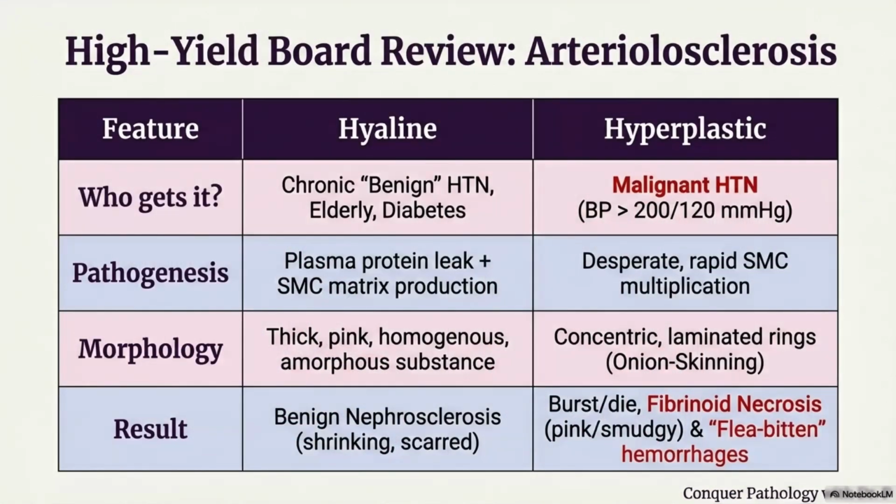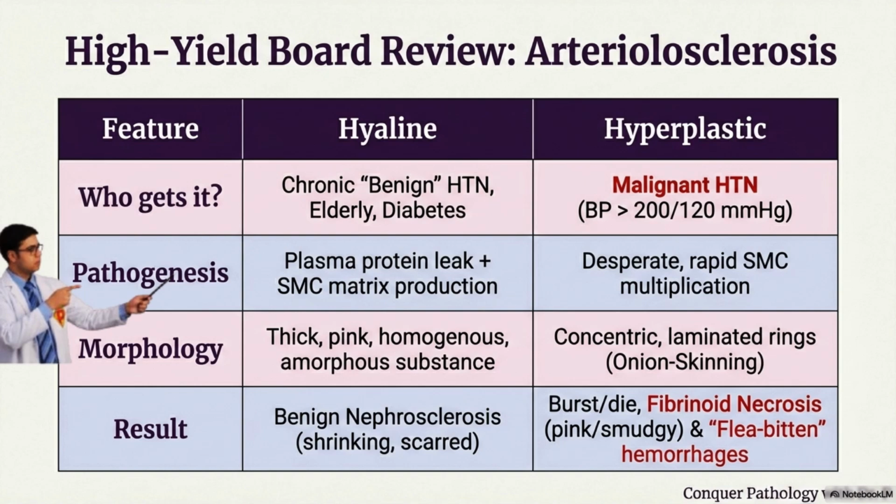To wrap this all up, I have built you a high-yield review table for arteriolosclerosis. Let's review it line by line. Who gets it? Hyaline is seen in chronic benign hypertension, the elderly, and diabetes. And hyperplastic is seen in malignant hypertension with a blood pressure over 200 by 120.